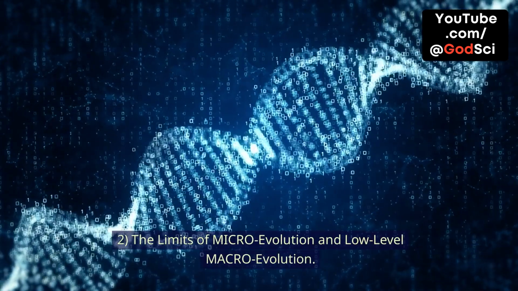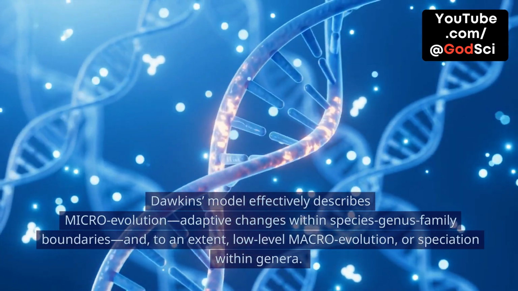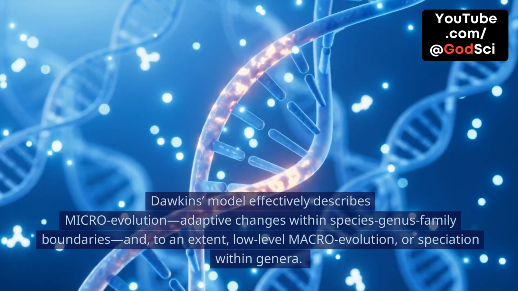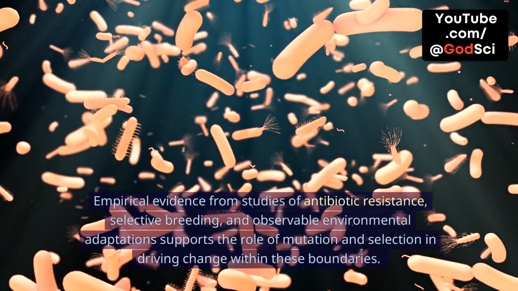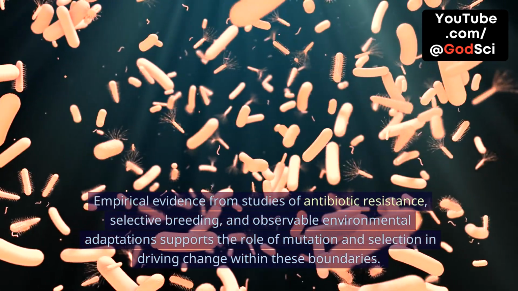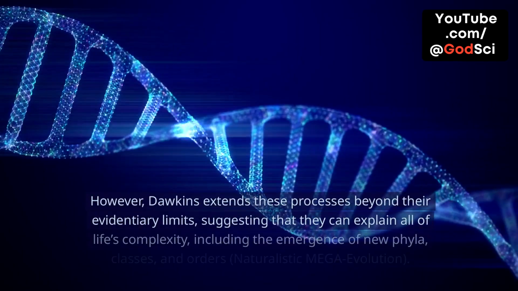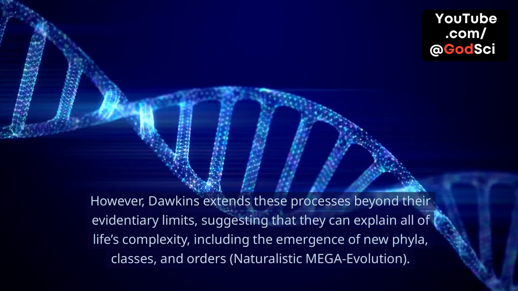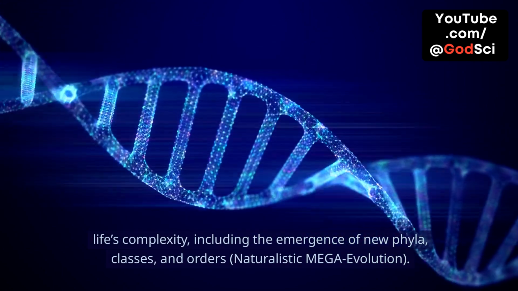2. The limits of microevolution and low-level macroevolution. Dawkins' model effectively describes microevolution, adaptive changes within species, genus, family boundaries, and, to an extent, low-level macroevolution, or speciation within genera. Empirical evidence from studies of antibiotic resistance, selective breeding, and observable environmental adaptations supports the role of mutation and selection in driving change within these boundaries. However, Dawkins extends these processes beyond their evidentiary limits, suggesting that they can explain all of life's complexity, including the emergence of new phyla, classes, and orders, naturalistic megaevolution.